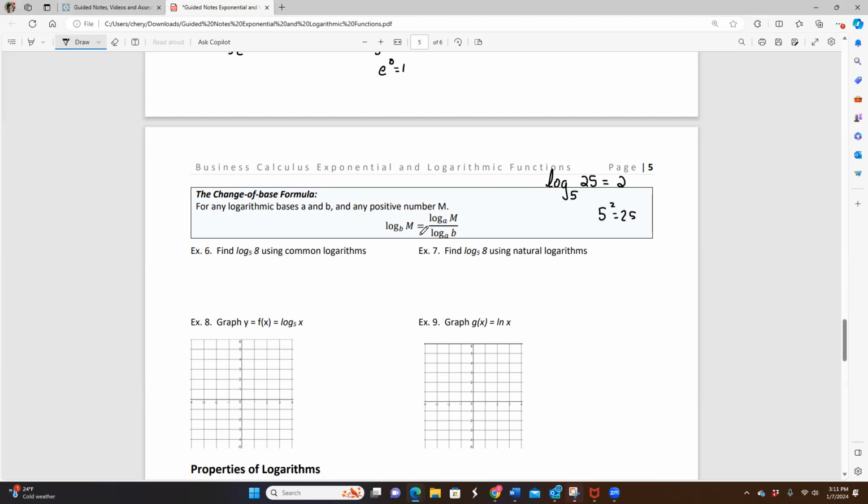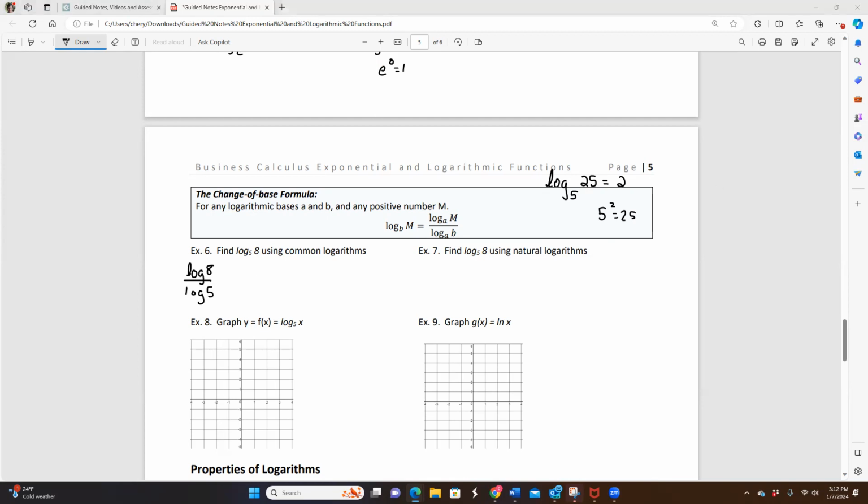We can do this using the change of base theorem because some of your calculators won't do this on their own. So what we do is if we have the log base b of m, you can take the log of m and divide it by the log of b. And you can do this using either common log or natural log. Let me show you what I mean. On 6, we could say to find the log base 5 of 8, we could take the common log of 8 and divide it by the common log of 5.